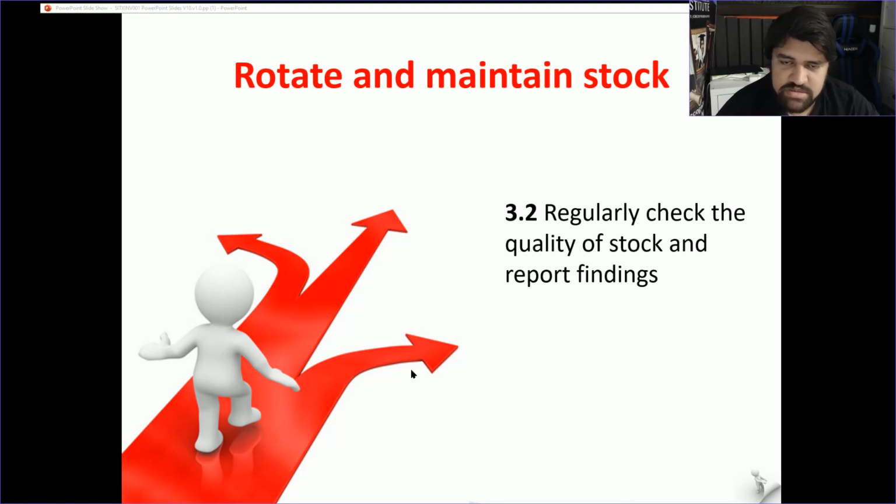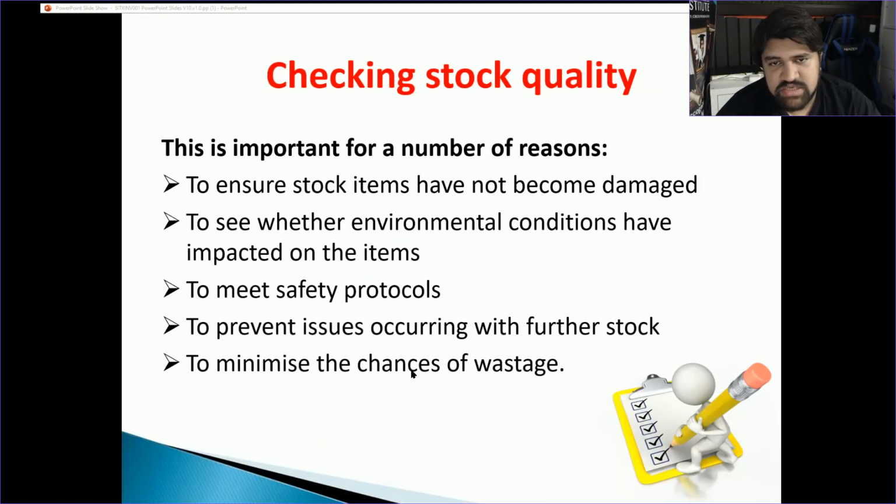So you need to do those checks. You need to make sure your equipment is operating correctly, and making sure there are no rodents coming in or anything like that. Okay. So checking stock quality is important for a number of reasons, such as to ensure stock items have not been damaged, to see whether environmental conditions have impacted on the items, to meet safety protocols, to prevent issues occurring with further stock, and to minimize the chances of wastage.